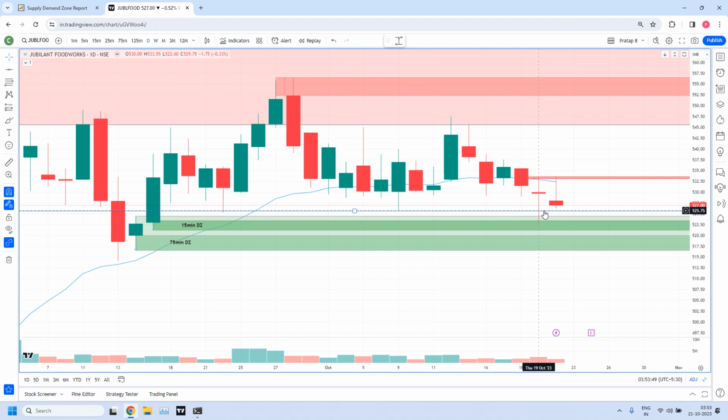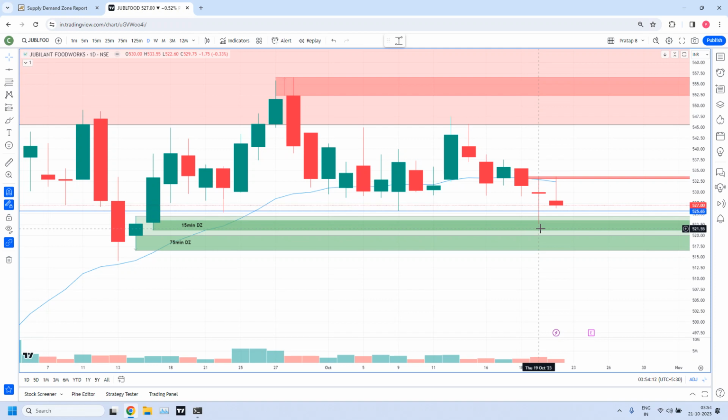When you don't know what to do, if this risk is manageable from this horizontal line to the distal line of the 15 minutes demand zone, you can take an entry. Instead of taking entry there, you can take an entry here itself.